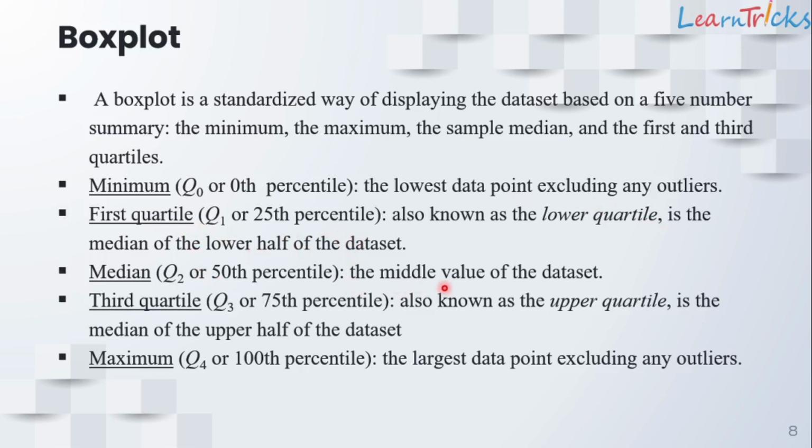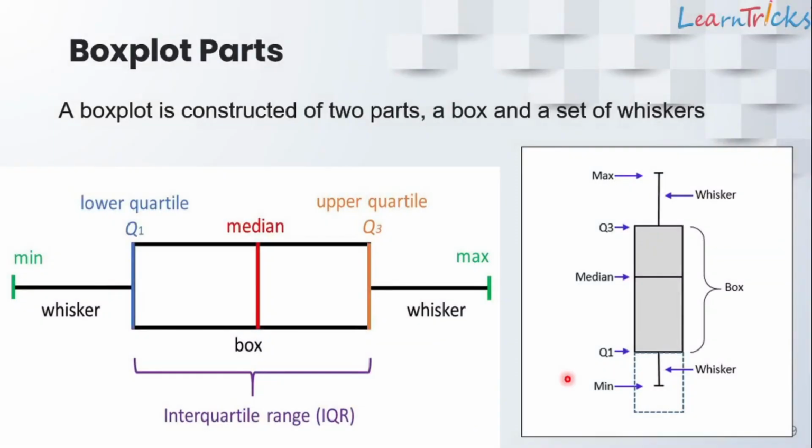Then the median is the middle value of the data set. Then the third quartile, also known as the upper quartile, is the median of the upper half of the data set, and the maximum will be the largest data point excluding any outliers, right?